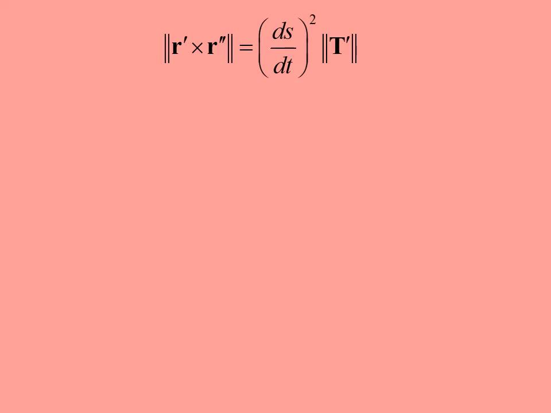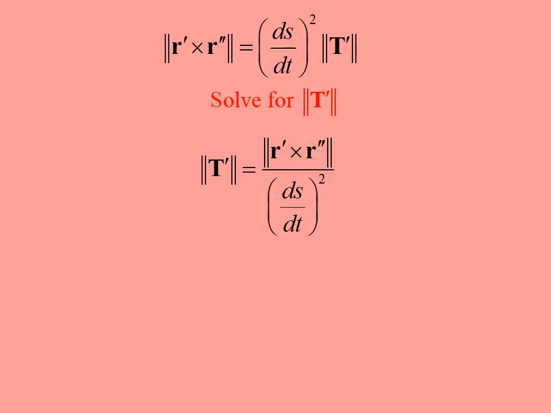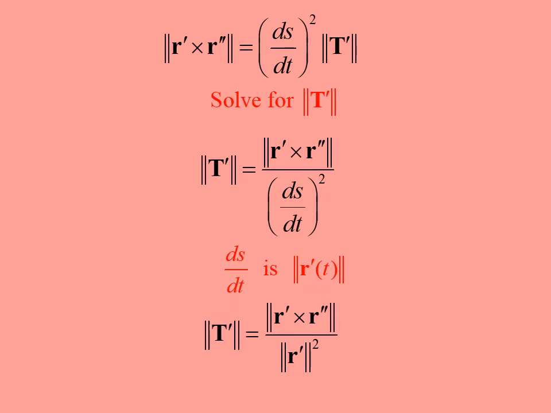So replacing the magnitude of T cross T prime with just the magnitude of T prime, we get this. And we want to solve for the magnitude of T prime. So dividing both sides by ds/dt squared, we get this. And remember, ds/dt is the magnitude of r prime. Substituting, we get this for the magnitude of T prime. Now, all that work is so we could rewrite the first equation.